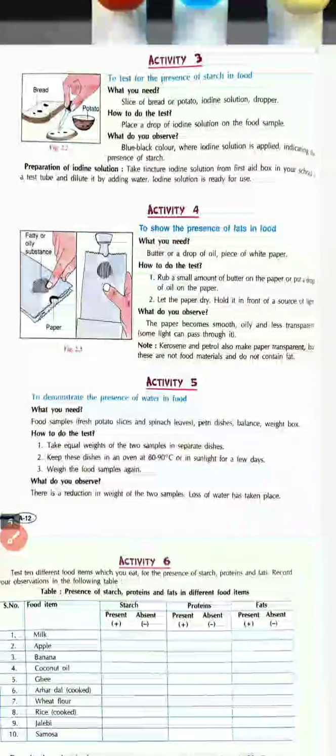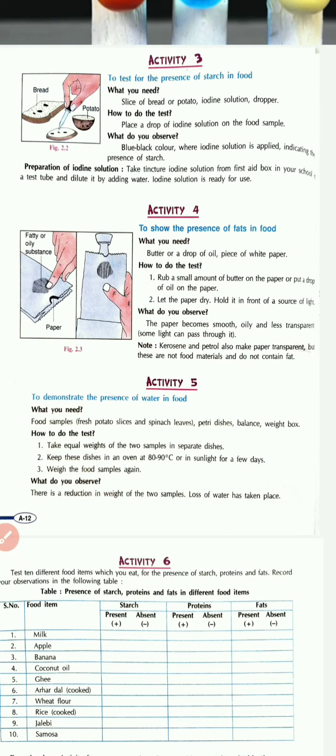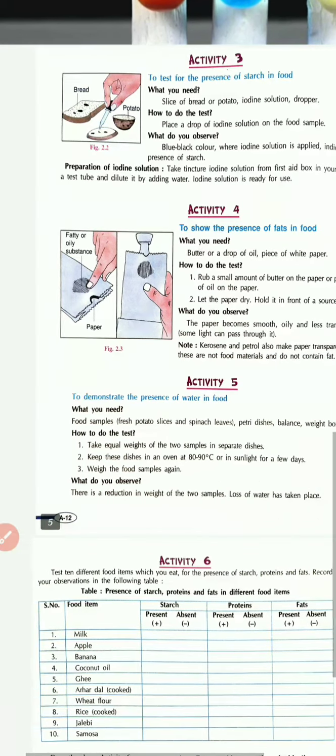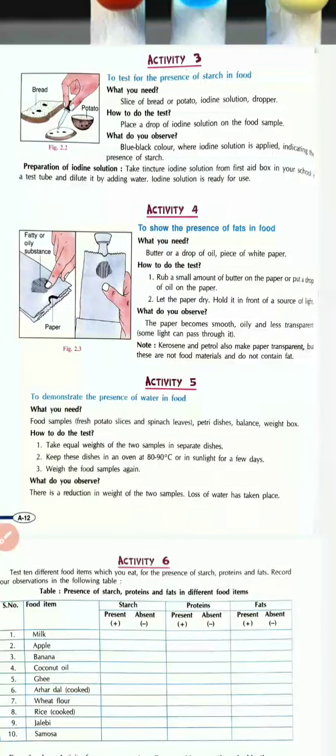Next, in activity 5, you can see the presence of water in the food. For this, what you will need: fresh potato slices and spinach leaves, then petri dishes or a weight box. So you have to take 2 samples. Take equal weights of the 2 samples in separate dishes.